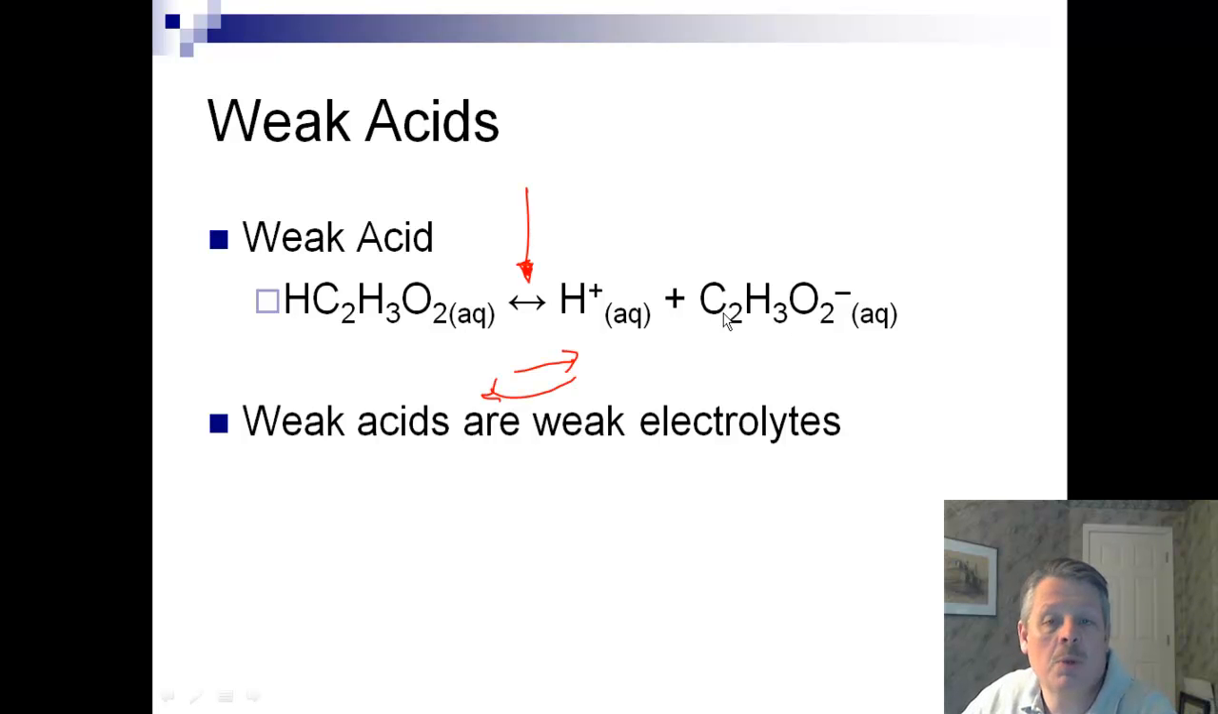This is called equilibrium, and we'll talk about equilibrium in a future podcast, not in this unit. But the reaction goes in both directions. So weak acids are weak electrolytes because they don't completely dissociate.